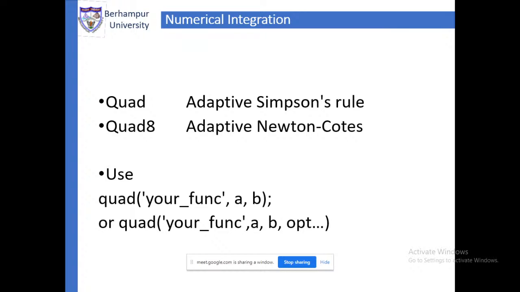Then on numerical integration, usually you will use quad, which is adaptive Simpson rule, or quad 8, which is adaptive Newton-Cotes rule. Mostly we use quad 8 or quad 45. Nowadays you have got quad 45. You can use quad or quad 8, whatever it is. Then give the name of the function that is going to be integrated, then the limits, comma, the lower limit is a, upper limit is b. Then if you want to add any optional thing, you can see those from help.